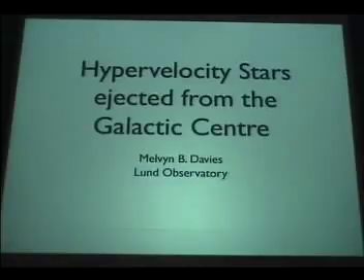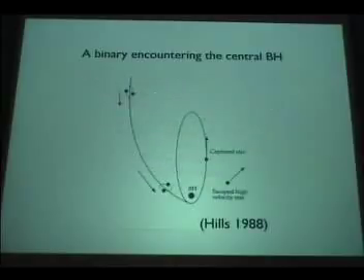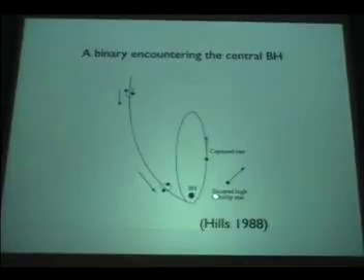So I'm going to talk about hypervelocity stars ejected from the galactic center, and we already heard a little bit about this earlier. The idea was suggested really by Jack Hills in 1988, quite a prescient paper, and the idea is the following. We have a binary encountering the central black hole. A binary star system comes in and gets sufficiently close to the central black hole that the tidal field of the black hole breaks up the binary. We capture one of the two stars and eject the other at very high speeds.